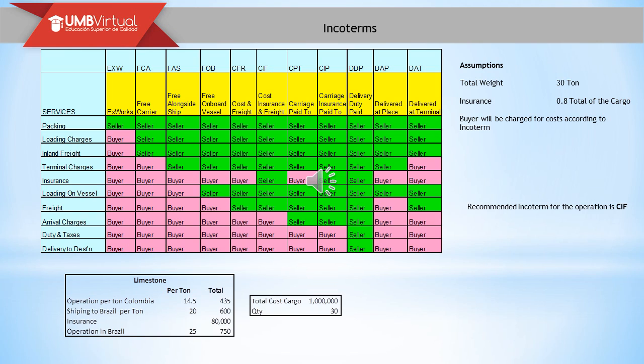To summarize, I'm going to take CIF because the seller is going to take care of the insurance, the inland freight, and the freight by ocean. Those are the most important things. And as I said before, if I take care of these costs because of this Incoterm CIF, I'm going to charge these costs in the final invoice to the buyer.